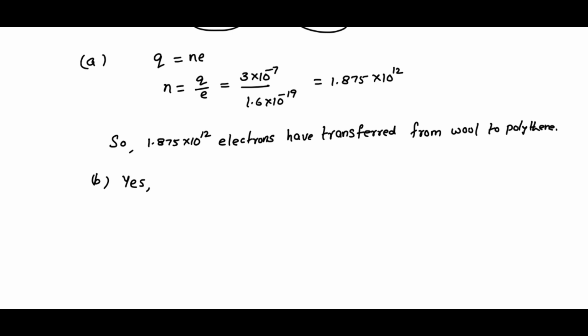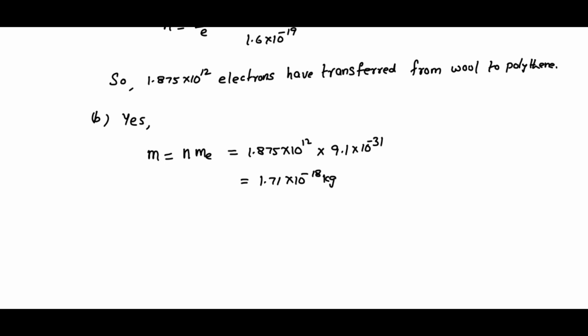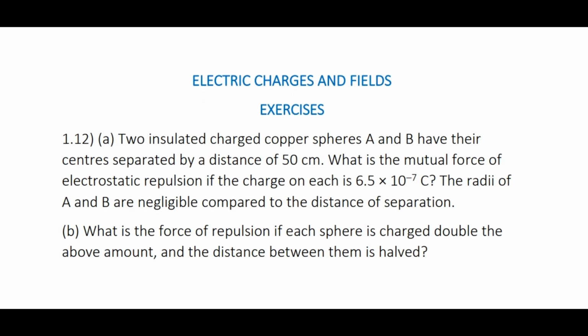How much mass is transferred? The mass m is equal to number of electrons into mass of each electron. Number of electrons is 1.875 into 10 power 12. Mass of each electron is 9.1 into 10 power minus 31 kilogram. So we will get nearly 1.71 into 10 power minus 18 kilogram. This amount of mass will be transferred from wool to polythene, but it is a negligible value. Coming to 1.12.